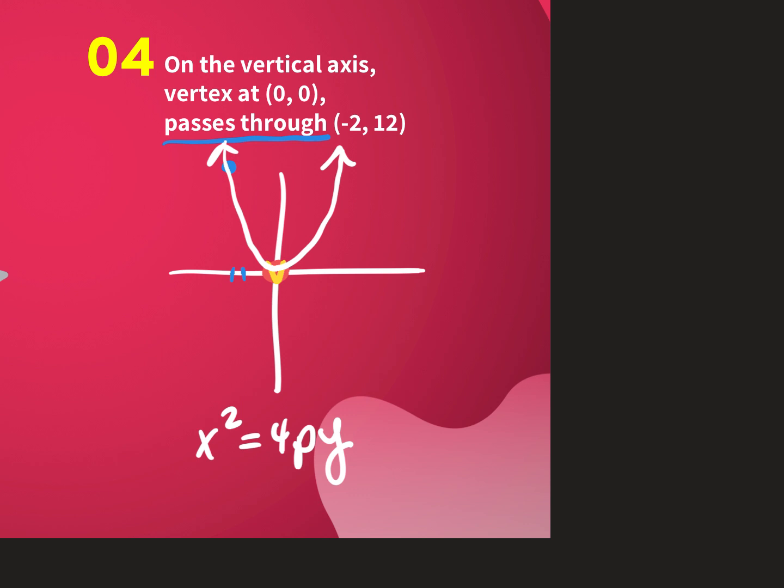Anybody have an idea? Well, if it's x squared, maybe it's 12. That's the focus. Okay, good thinking. I like what you're thinking, but it's not 12 right here. It passes through that point, -2, 12. It passes through the point. Do you think that point is important information?